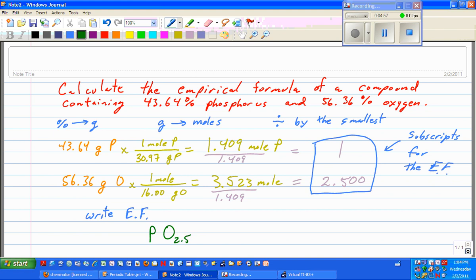Now keep in mind that the definition of empirical formula is the lowest whole number ratio. We don't have whole numbers here. We've got 2.5. In order to get rid of that half, we do that fifth step, which is multiply by a number to get rid of decimals.